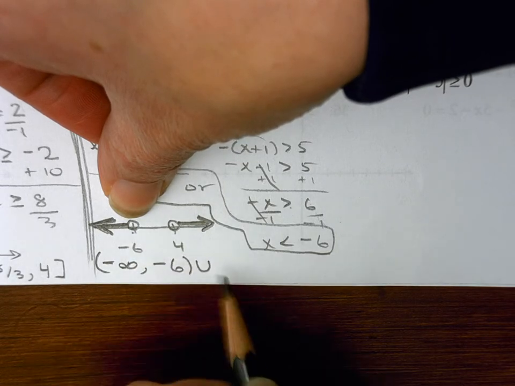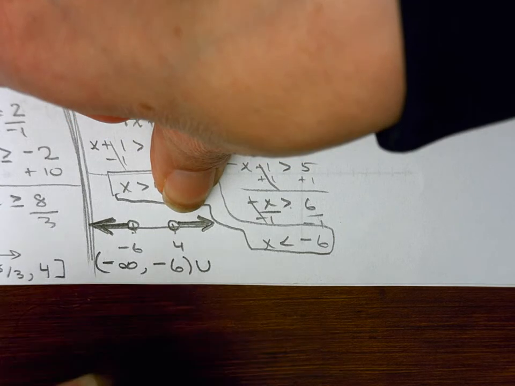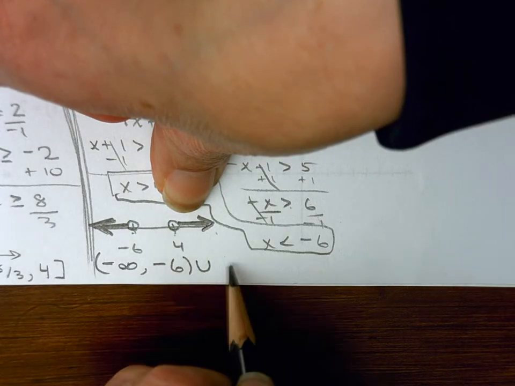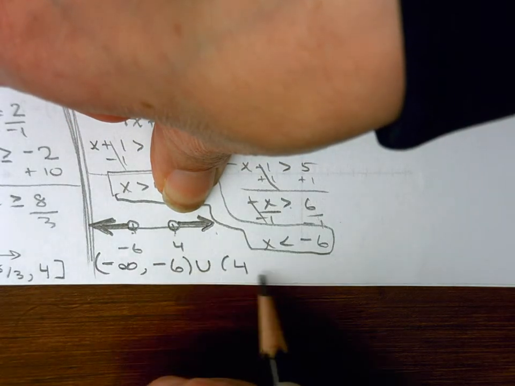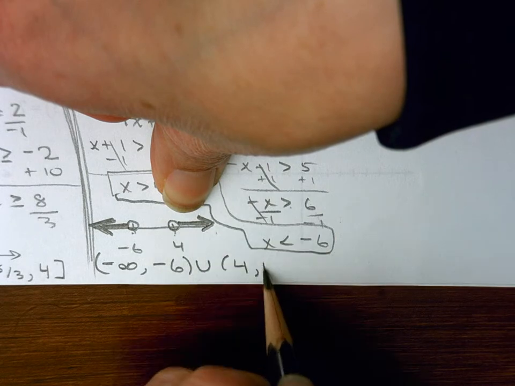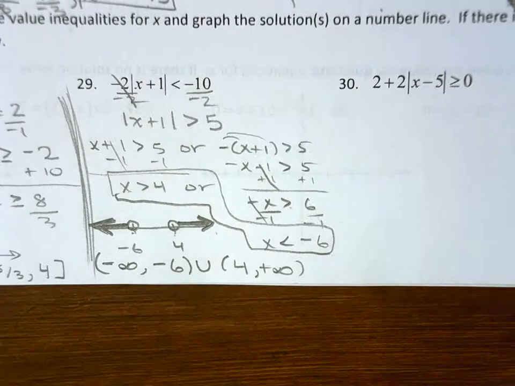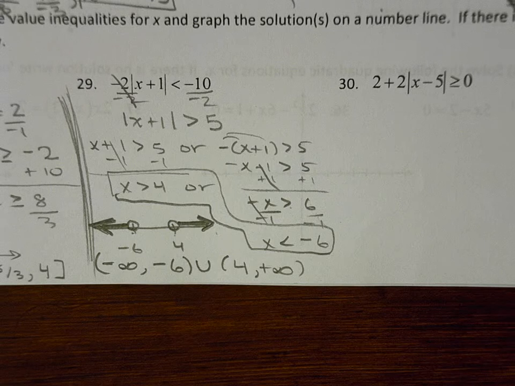And then union. Now I want to do this part of the graph. So left comma right. Left is 4, and then it goes forever to the right, so +infinity.